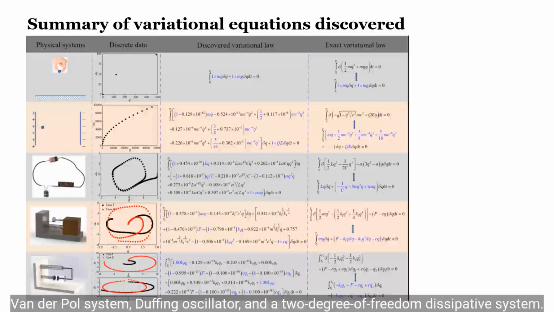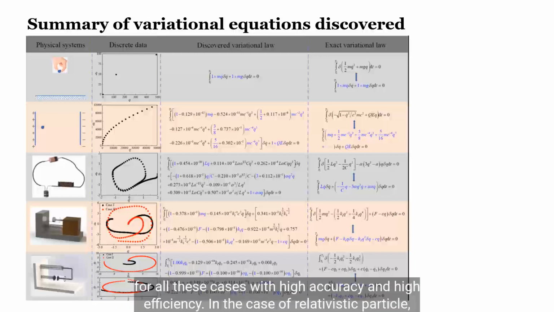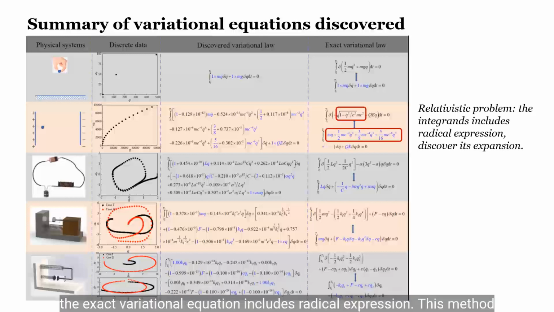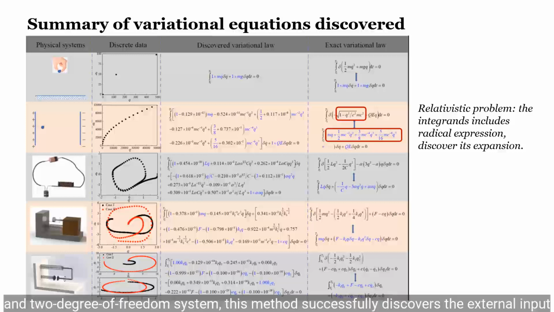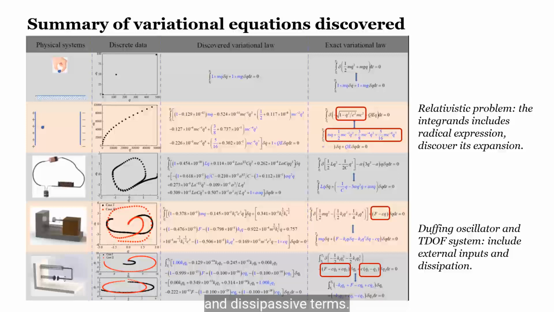This slide summarizes the cases we have studied, including the relativistic particle moving in an electric field, Van der Waals system, Duffing oscillator, and a 2-degree of freedom dissipative system. This method successfully rebuilds the variational equations for all these cases with high accuracy and high efficiency. In the case of the relativistic particle, the exact variational equation includes a radical expression. This method discovers its expansion successfully. In the Duffing oscillator and 2-degree of freedom system, this method successfully discovers the external inputs and dissipative terms.